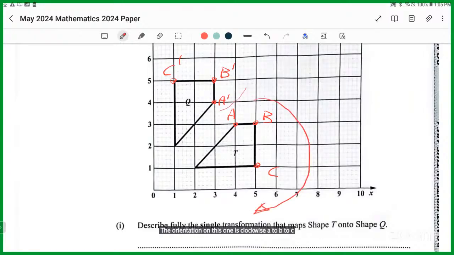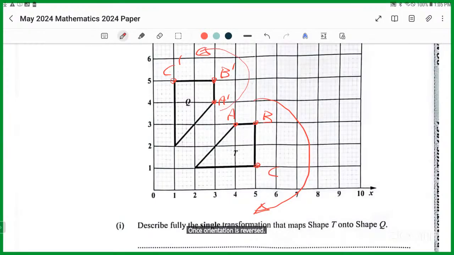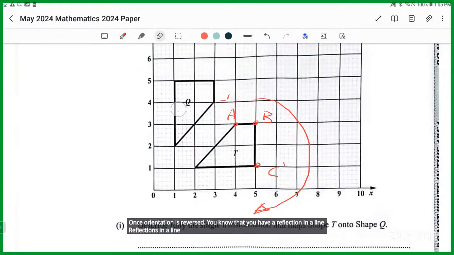Over here, the orientation is anti-clockwise, A to B to C. So the orientation is reversed. Once the orientation is reversed, you know that you have a reflection in a line. Reflection in a line reverses orientation. Maybe reflection obviously, but there are some questions where they can look alike. A reflection and rotation can look alike. I need to basically make that distinction sometimes.